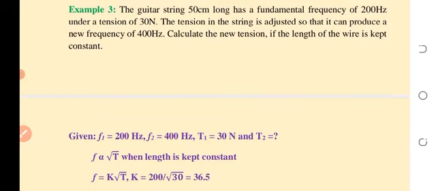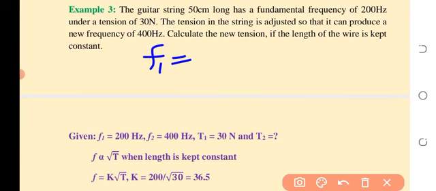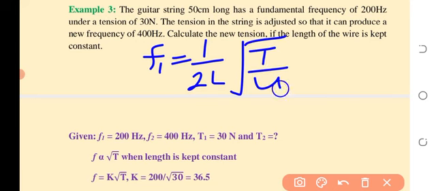The example here says the guitar string 50 centimeter long has a fundamental frequency of 200 Hz under a tension of 30 Newton. So the tension in the string is adjusted so that it can produce a new frequency. So we have to calculate the new tension if the length of the wire is kept constant. Now, from the expression that we just looked at, F1 equal to 1 over 2L root tension over mu, we can deduce that our frequency is directly proportional to the square root of our tension.